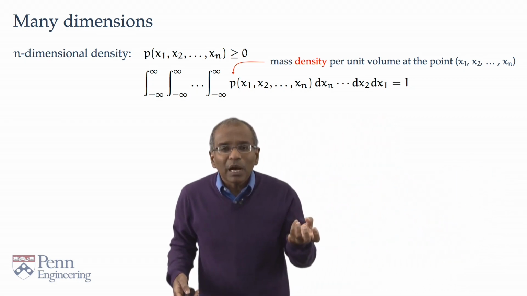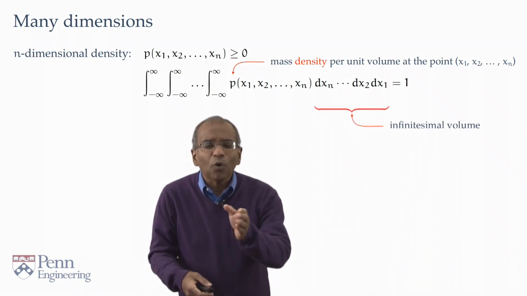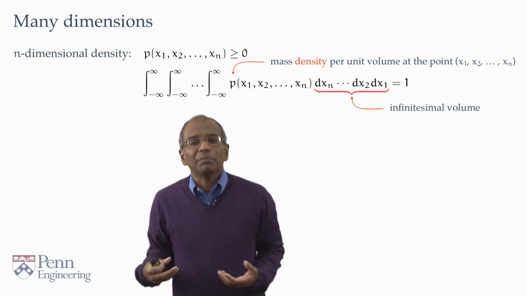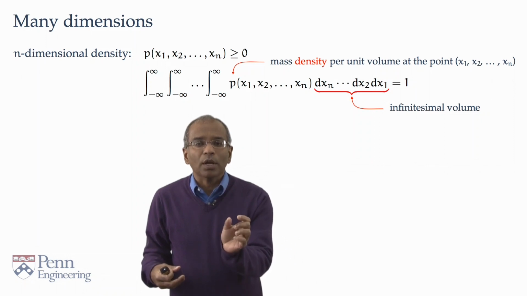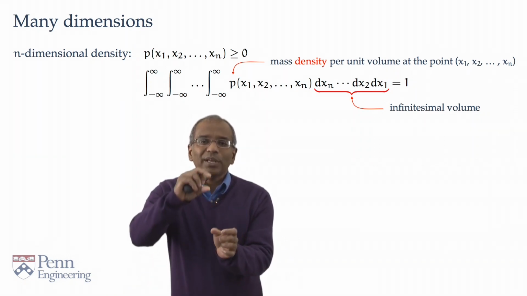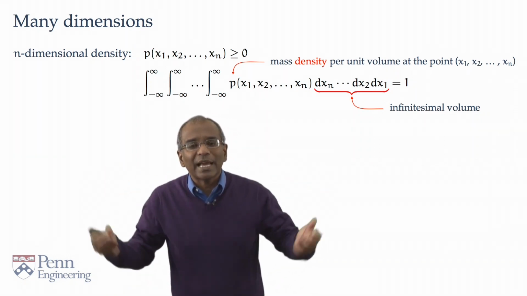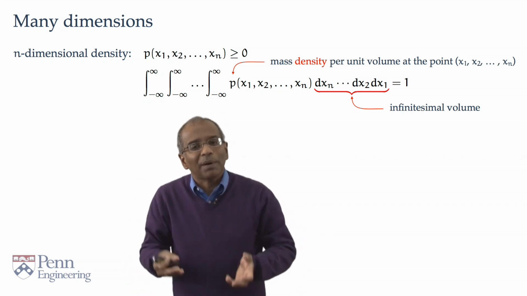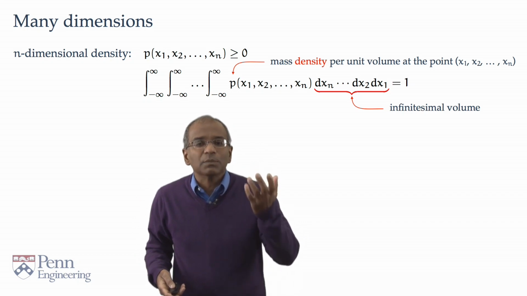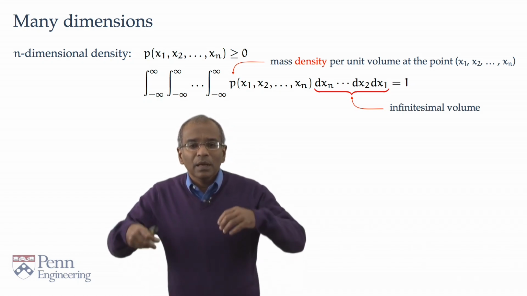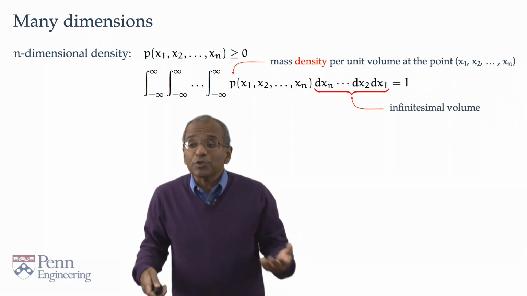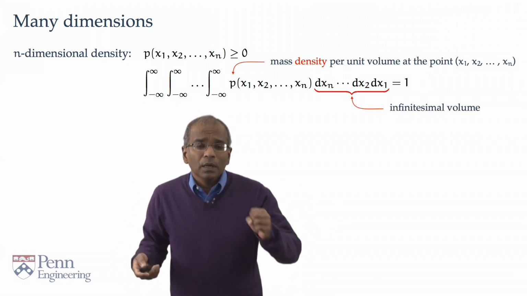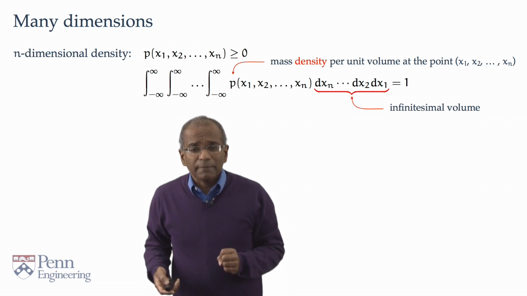Where does the volume come in? It comes in from the product of all those infinitesimal terms. Think of this as an n-dimensional parallelepiped whose sides are dx1, dx2, dx3, dx4, dx5 through dxn. You multiply all of these values out, you get the volume of that parallelepiped, and that is your infinitesimal volume. Mass per unit volume times volume gives you mass, and you're just stitching masses together via additivity. And there you go.